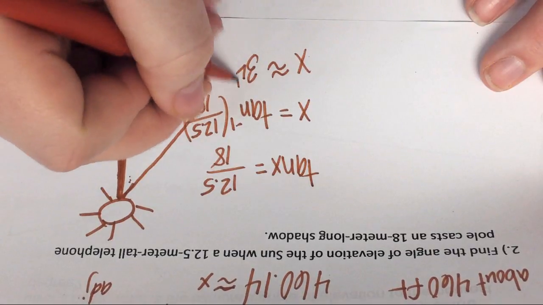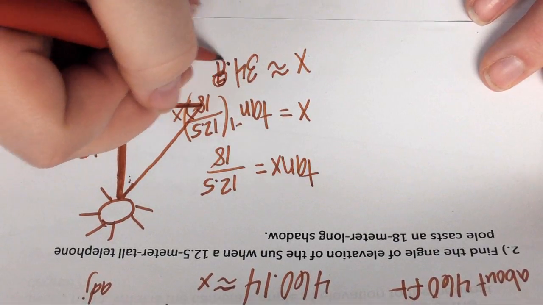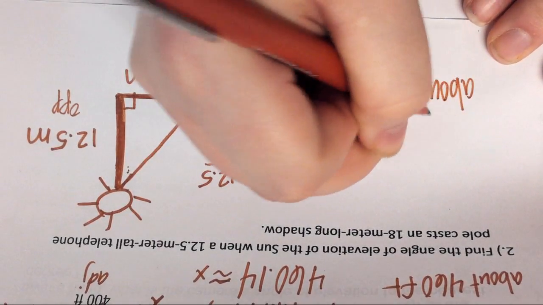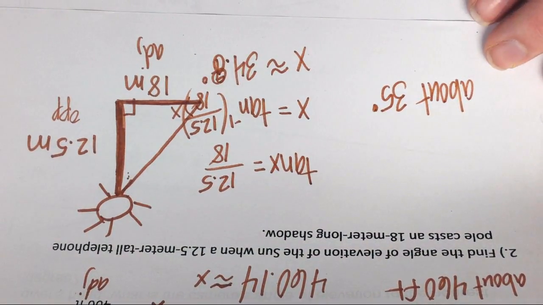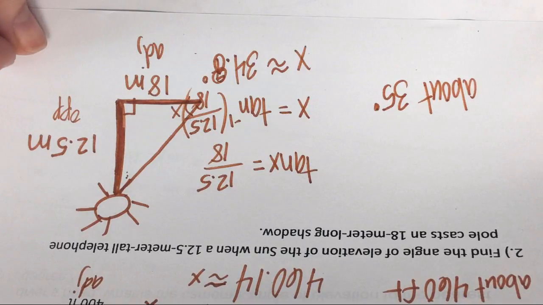34 point... I'm going to put 34.8. I'm with Darrell. So if we had to round, we would say about 35 degrees. Okay, so far we're good.